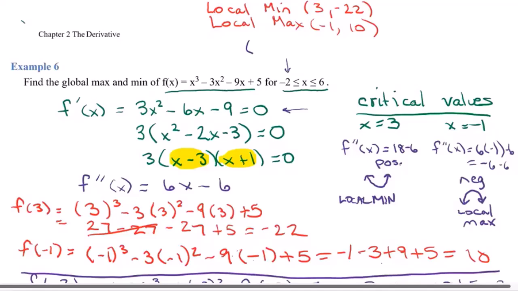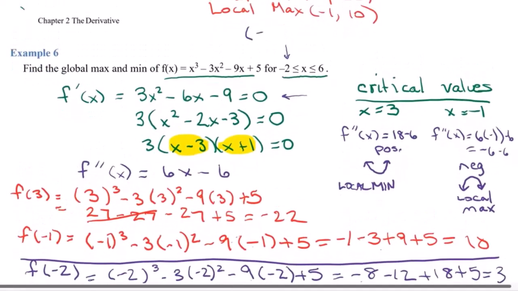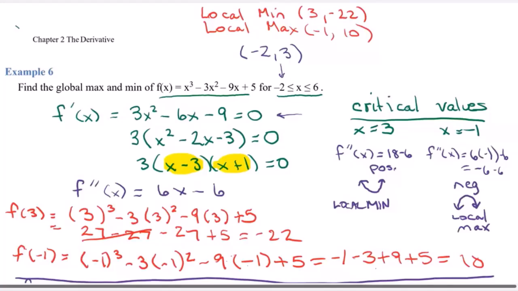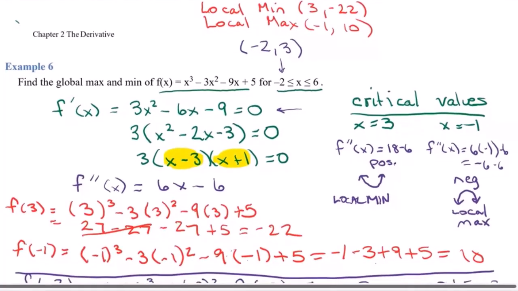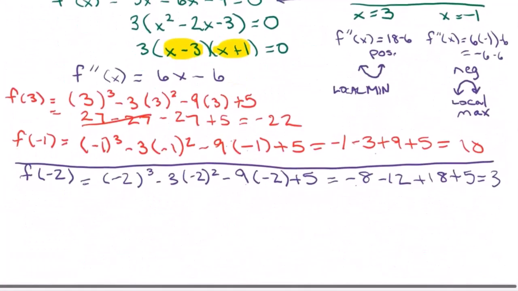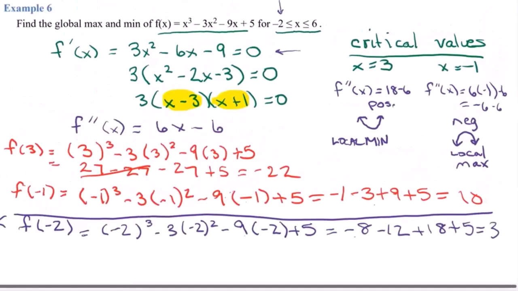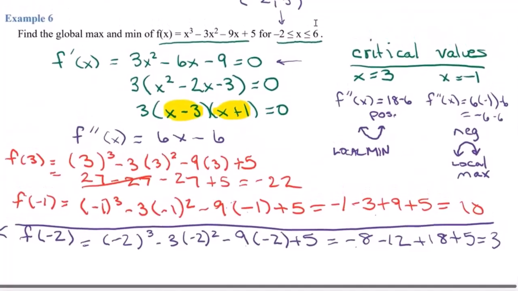So when x equals -2, y equals 3. Well, the 3 is not bigger than our maximum, nor is it smaller than our minimum. So that endpoint, there's nothing to worry about. Neither. The last one we have to plug in is 6, our other endpoint.